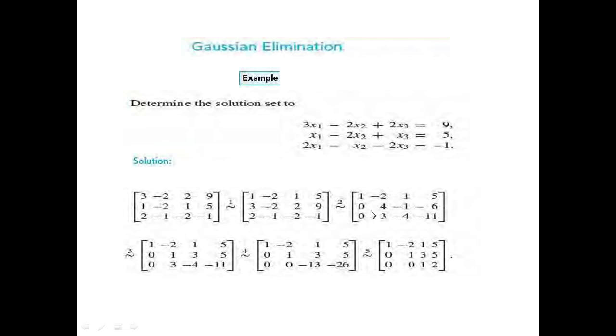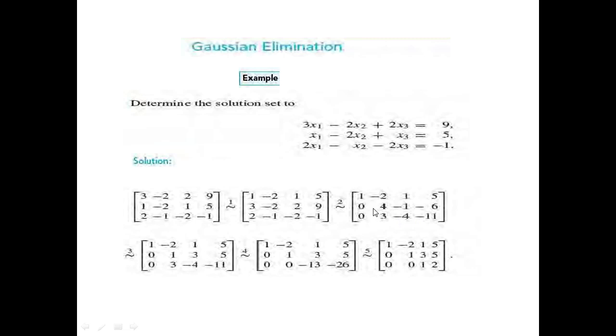If you multiply by minus 3, we obtain 0, 4, minus 1, minus 6. Again, if you multiply row number 1 by minus 2, you have minus 2, plus 4, minus 1, minus 2, minus 10. If you add this row to row number 3, we will have 0, 3, minus 4, minus 11.